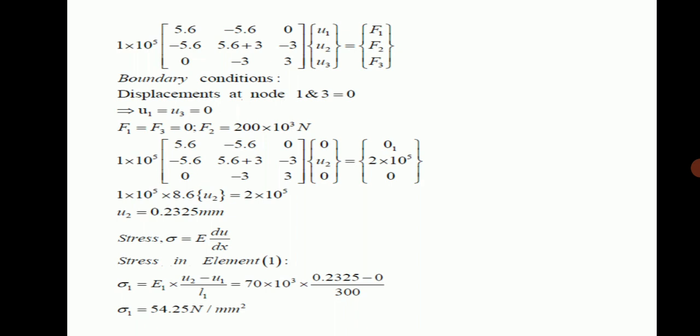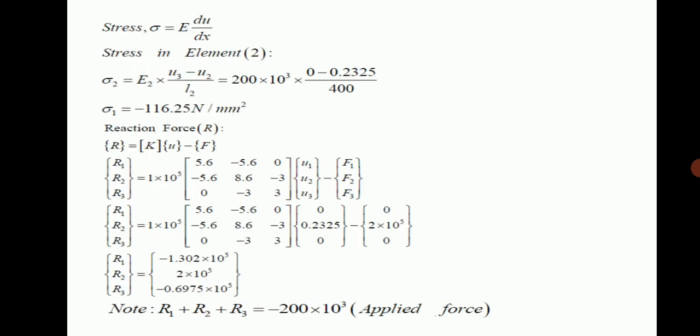The stress equation is sigma is equal to E into du by dx. So du, in element 1 we consider as u2 minus u1, and in element 2 we consider as u3 minus u2. So the stress in element 1, sigma 1 is equal to E1 into U2 minus U1 divided by L1, that is equal to 70 into 10 power 3 into 0.2325 minus 0 divided by 300. So we will get the answer for stress, sigma 1 is equal to 54.25 Newton per millimeter square.